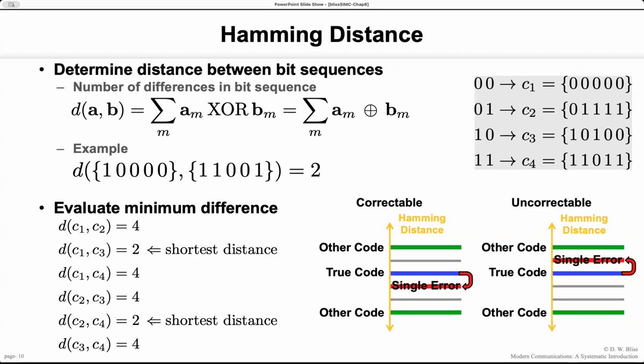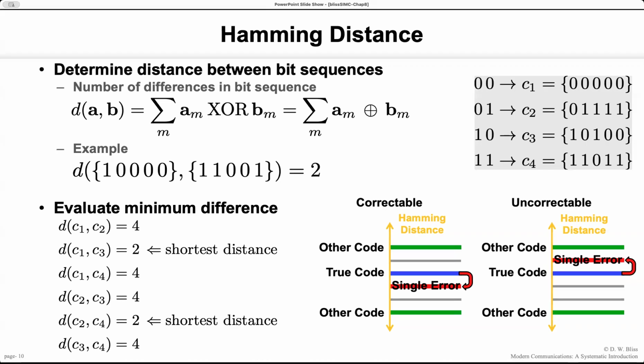We do one and four. Well, that's four again because there are four ones in there. Two and three, you actually have to look at. So between two and three, the 0 to 1, and then 1 to 0, 1, 1, 1 to 0, 1 to 0. So that's four.